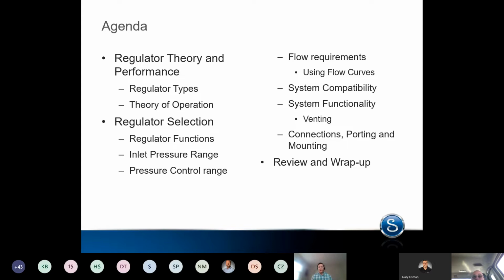So as we go through that, we'll talk about the functions, things like creep, lockup, droop, supply pressure effect, if you're familiar with any of those terms. If not, don't worry about it. You will be familiar by the end of this talk.